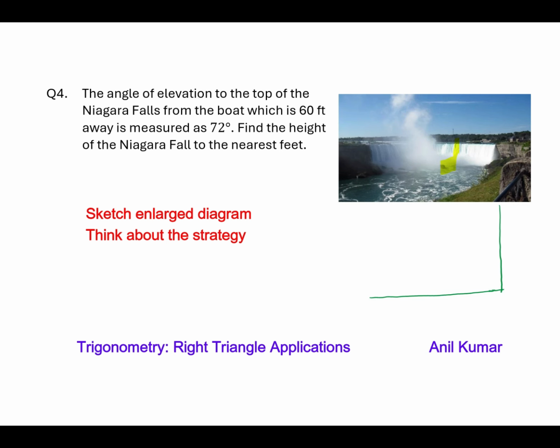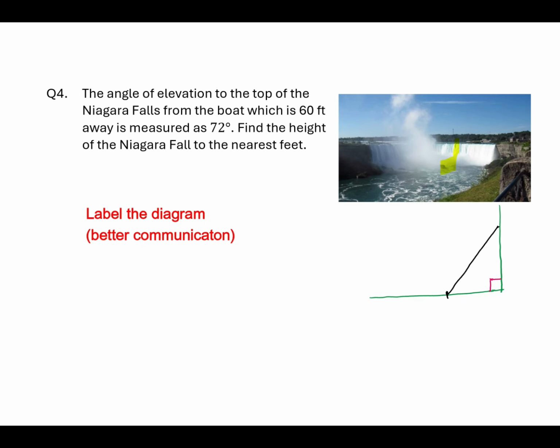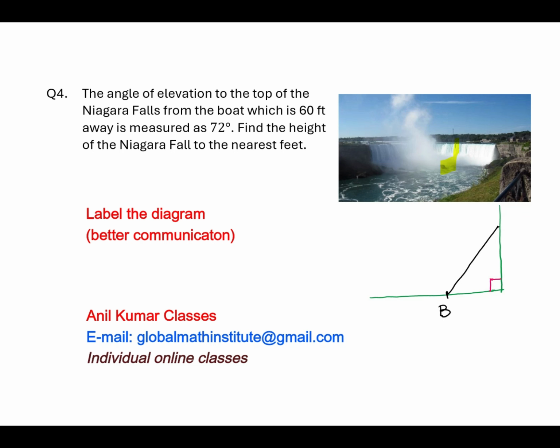Correct. So we'll assume that this is a 90 degrees angle, and the distance of the boat is given to us as 60 feet. Let's say the Niagara Fall is right falling from here, so we'll just draw kind of like this. So this distance of boat B from Niagara Falls, let's say NA, is given to us as 60 feet. And also we are given the angle 72 degrees.